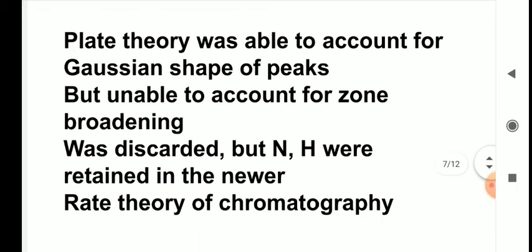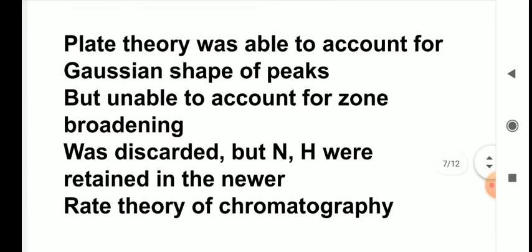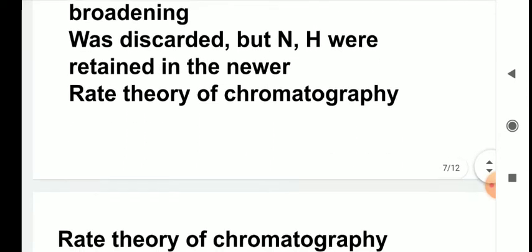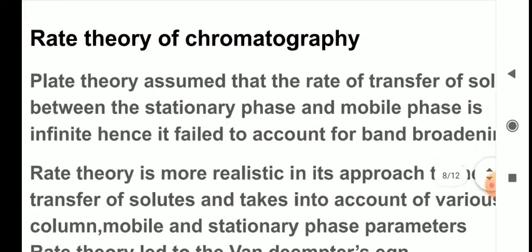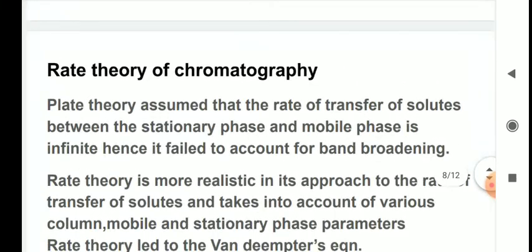Now, the plate theory was able to account for the Gaussian shape or the bell shape of the peaks, but it is not able to account for the zone broadening. So, this plate theory was discarded, but the terms plate number and plate height were retained in the newer rate theory of chromatography. The plate theory of chromatography assumed that the rate of transfer of solutes between the stationary phase and the mobile phase is infinite, and hence it failed to account for the zone broadening.